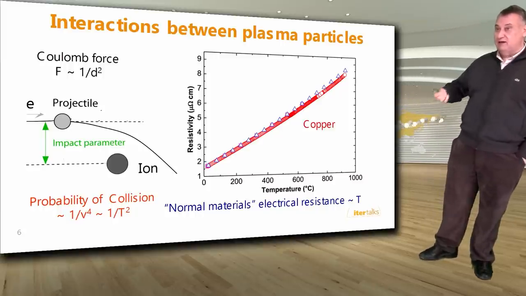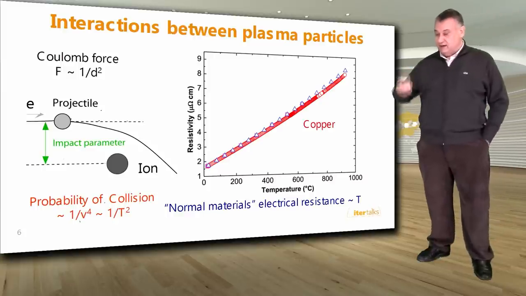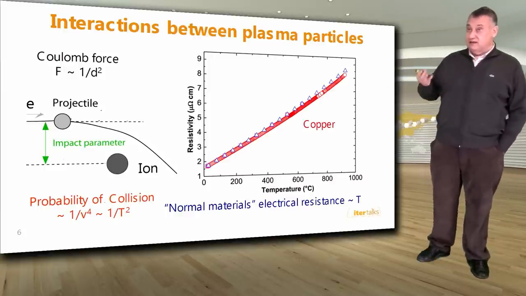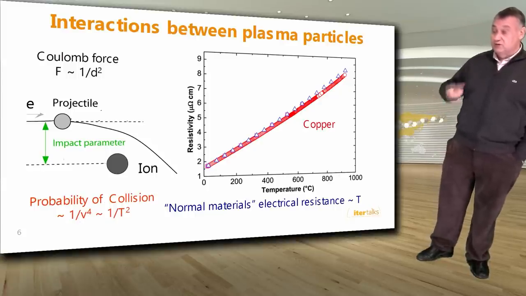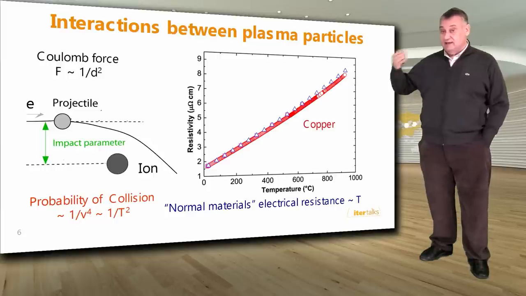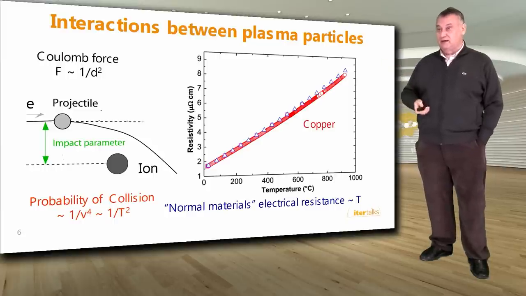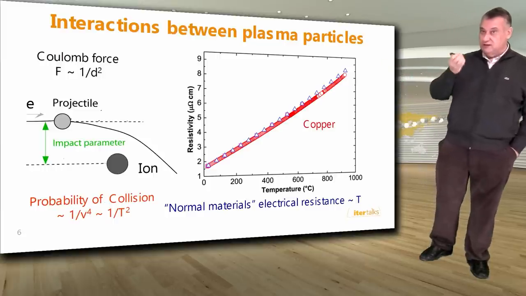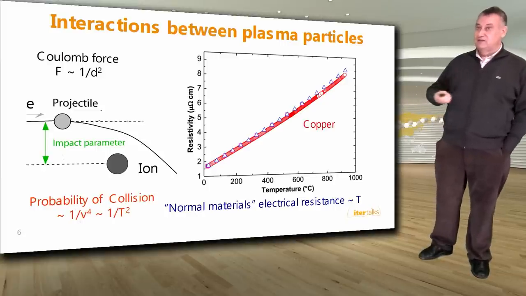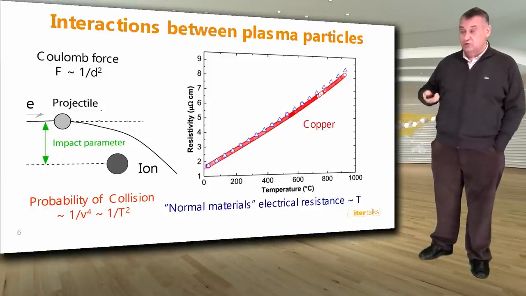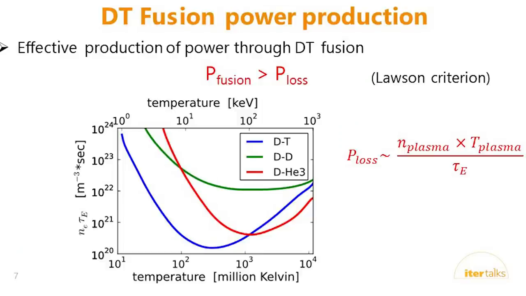This is the typical electric heater. You make a current run through the copper. This increases temperature, increases resistance, and the wire becomes hot and it heats you up. In a plasma, this is not possible because the hotter the plasma is, the less it heats up because of this ohmic heating. So the fact that the interactions in the plasma are governed by the electrostatic force gives it rather unusual properties that we use to achieve fusion. So now, what are the conditions that we need to achieve in a plasma to get DT fusion power production?